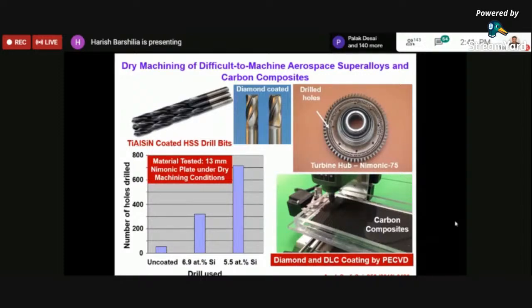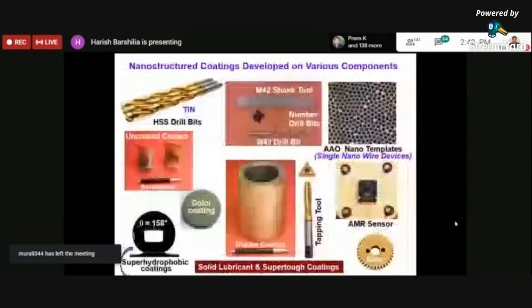Another aspect is the development of diamond-like carbon coatings. In most of the aerospace sector nowadays, carbon composites are being used because of the weight as well as the strength issues. But the machining of carbon composite is very, very difficult because these composites have a fiber structure, so we need highly specialized coatings which have very high hardness and very low coefficient of friction. Towards that, we develop various diamond-like carbon coatings using various processes.